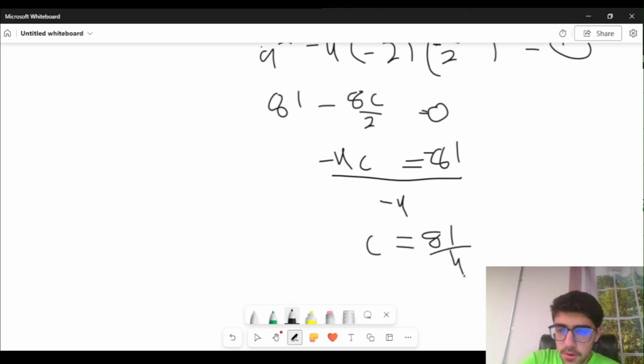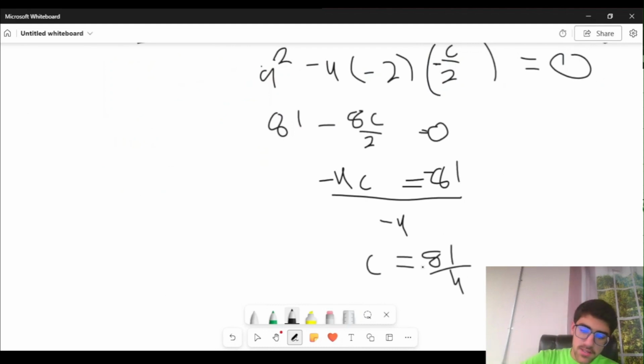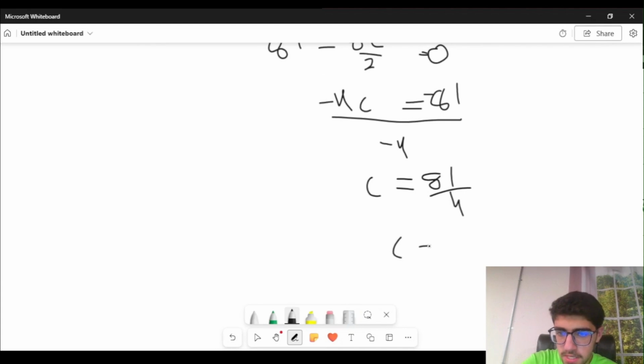So for this one, because it's short answer, I could literally just put 81/4, and that would be correct. If you want to simplify it, you can use Desmos, c equals 20.25.